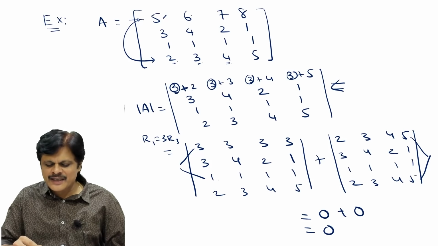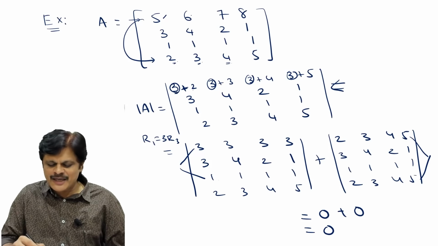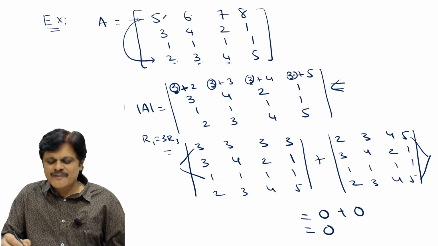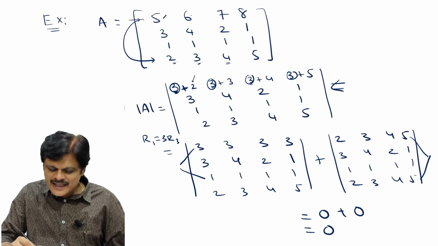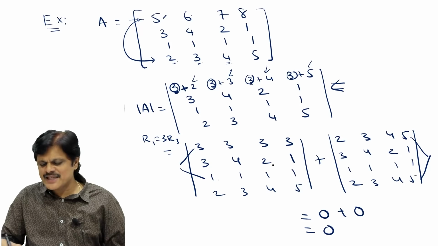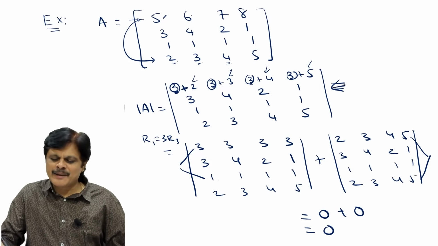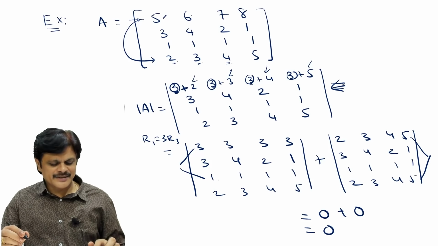So whenever you can write any row as a sum of two elements, you can split the determinant into two parts, where one determinant will have the first elements, whereas the second determinant will have the second elements in this sum. The rest of the elements will be the same in both the parts. So this is one more simple, interesting result. Got it? Let us take the next example.